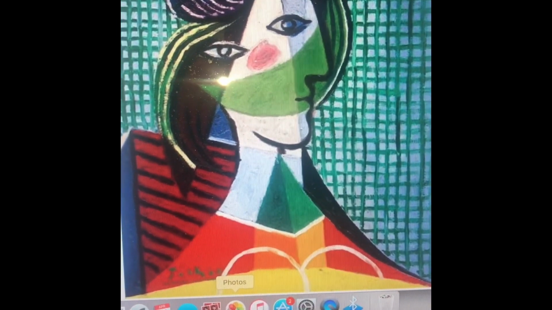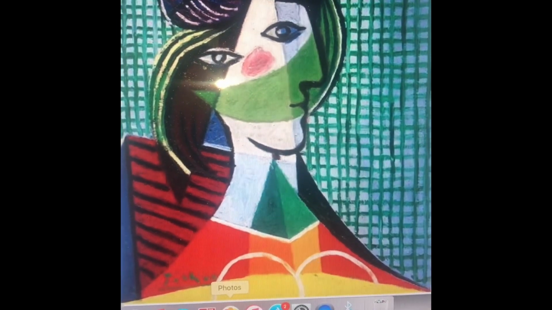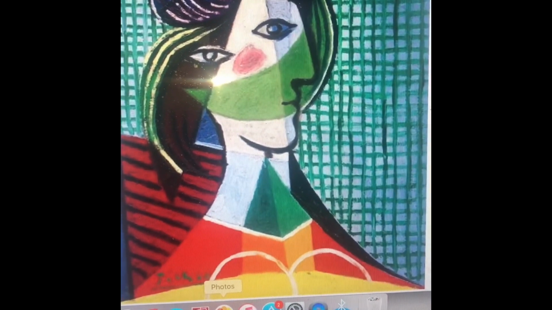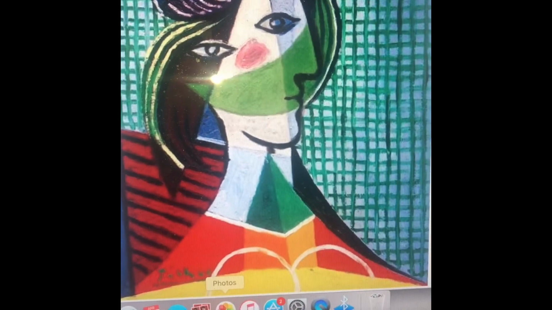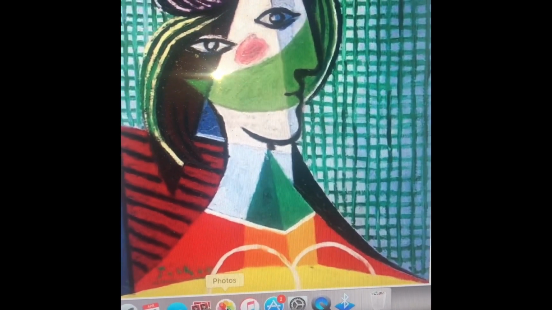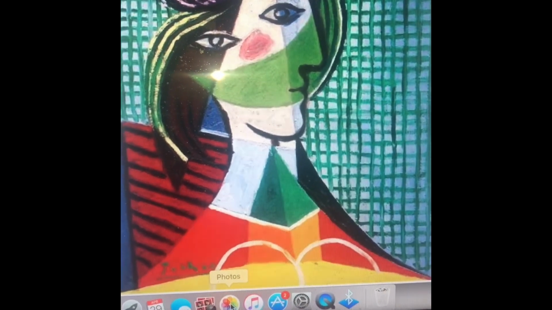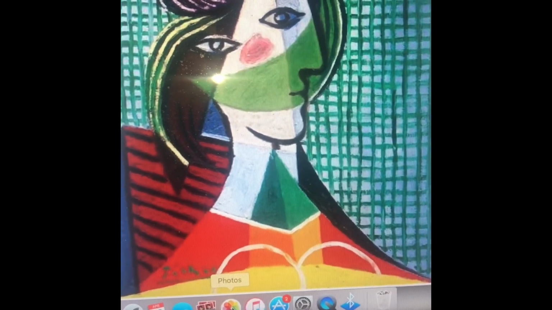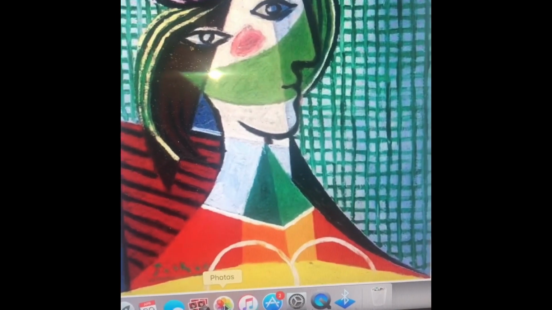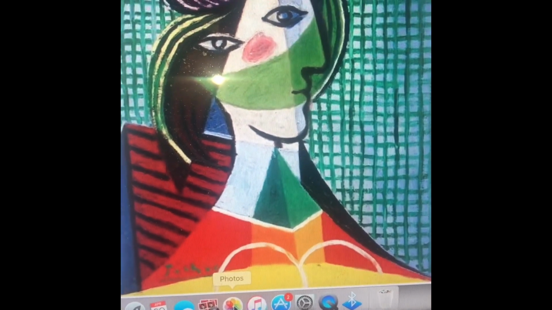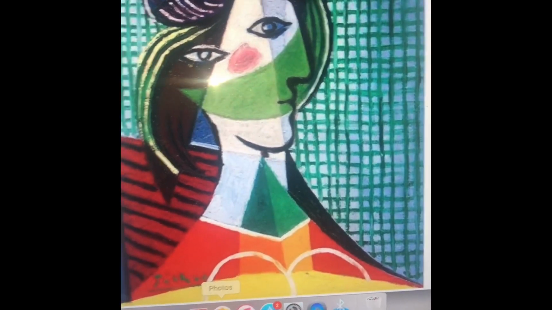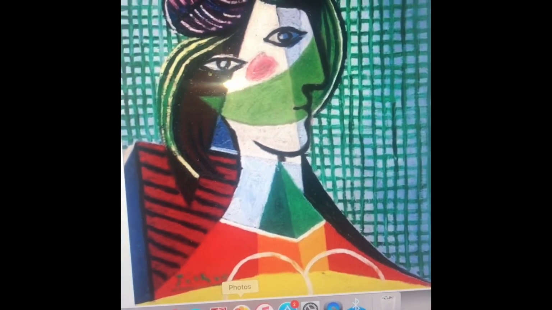It's 3D. You can see it from the front. You can see it from the side. You can see it from the top. You can see it from all angles. And an artist who paints in the style of cubism paints things so that you can see it from all sides. So if you look at this portrait, you can see that Pablo Picasso painted this face from all sides.